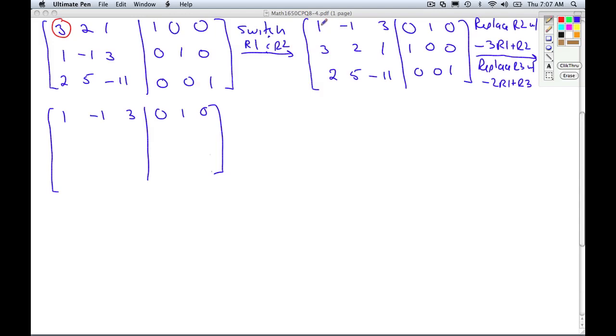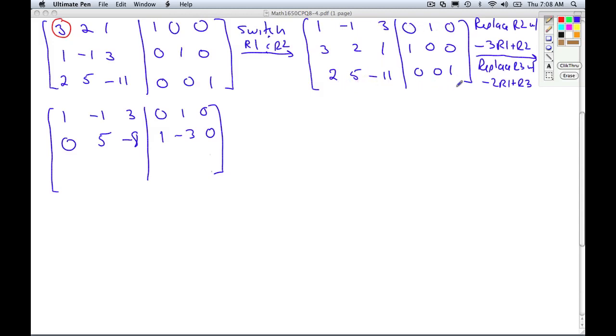So I take negative 3 times 1 is negative 3, add that to 3, you get 0. Negative 3 times negative 1 is 3, add that to 2, you get 5. Negative 3 times 3 is negative 9, plus 1 is negative 8. Negative 3 times 0 plus 1 is 1. Negative 3 times 1 plus 0 is negative 3. And get 0 there.